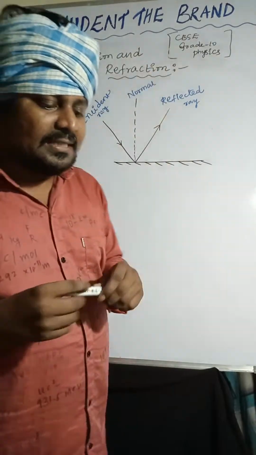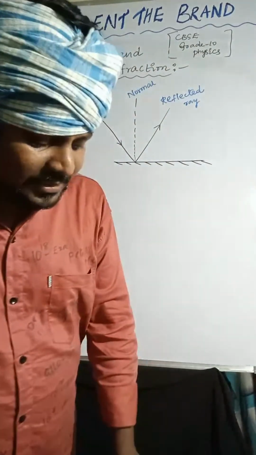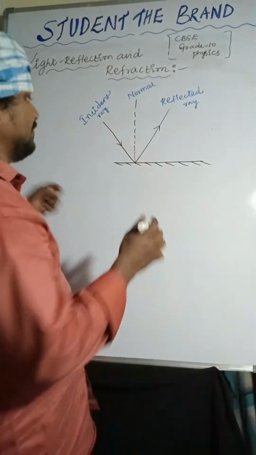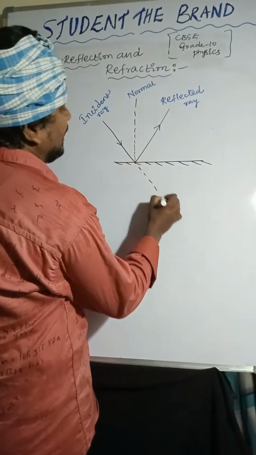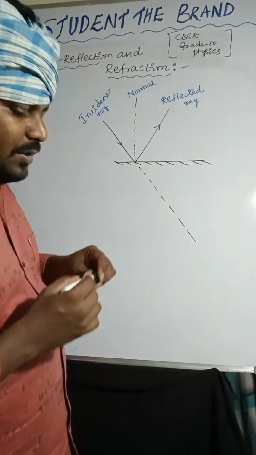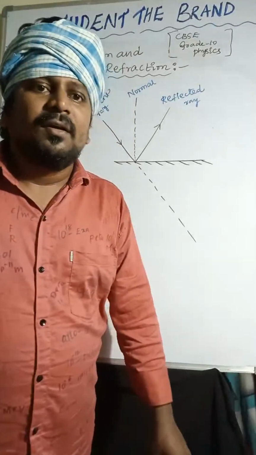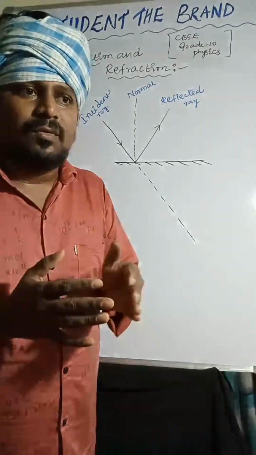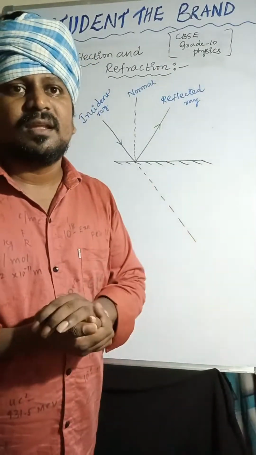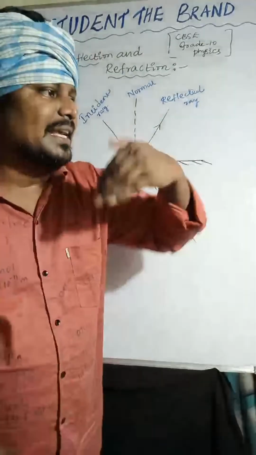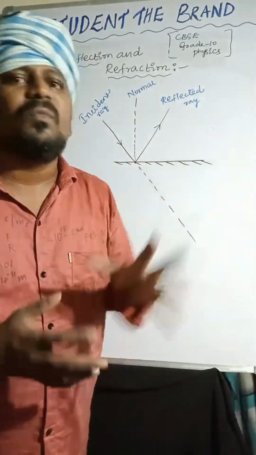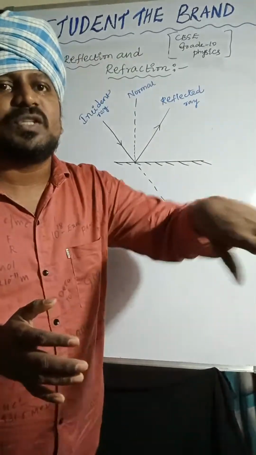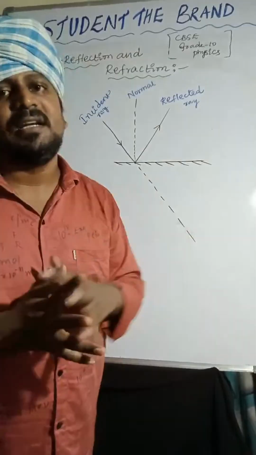So one more line is there: the light ray which goes through the surface without deviating, like an undeviated line. Normally, light will move in a straight line path in a homogeneous medium.